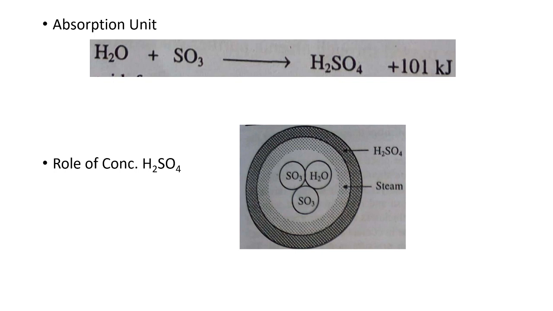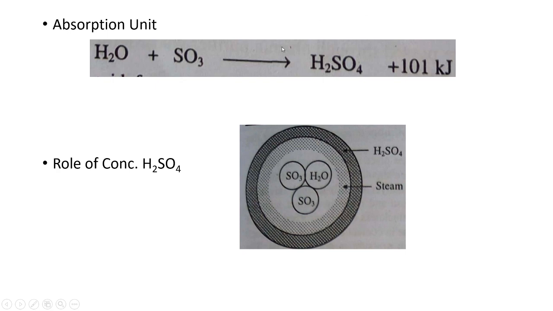To avoid this mist formation, the cooled gases from the contact converter are passed up the absorption tower, where they meet a descending stream of concentrated sulfuric acid. If you remember that figure, from the top, sulfuric acid is spread over these gases, that is sulfur trioxide. When they come in contact with sulfuric acid, they form oleum, which is a mixture of sulfuric acid and sulfur trioxide. This oleum you can call fuming sulfuric acid. This fuming sulfuric acid can be easily dissolved in water, so that you can dilute it as per your requirement.